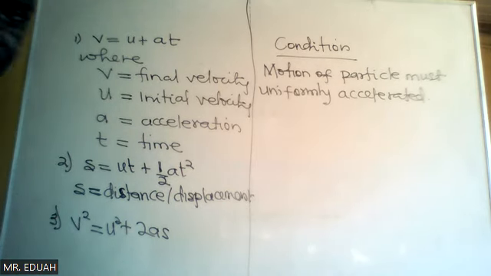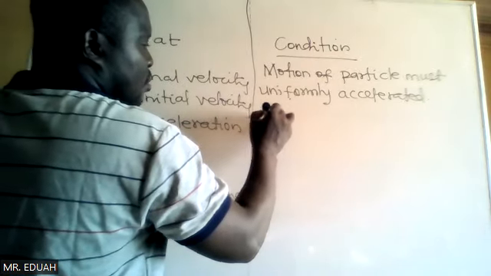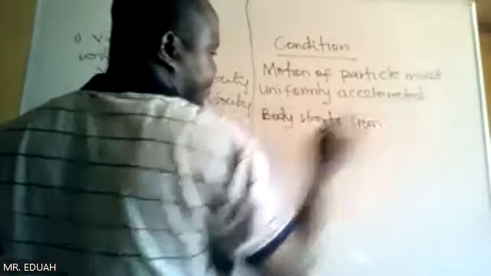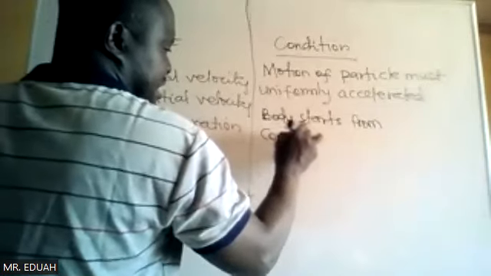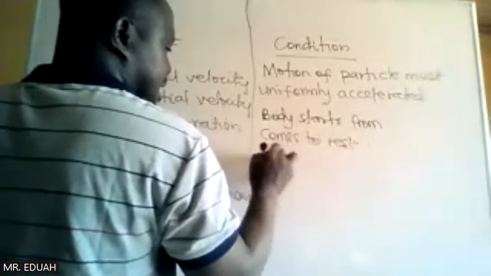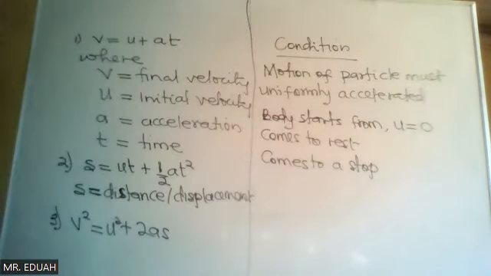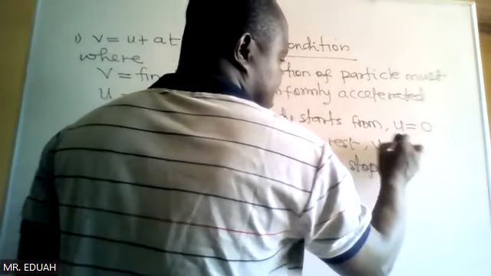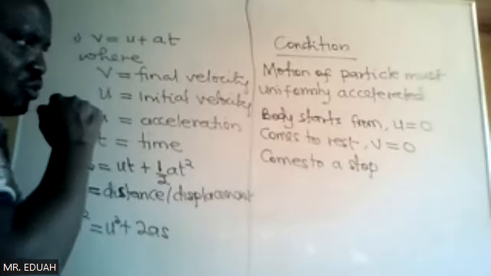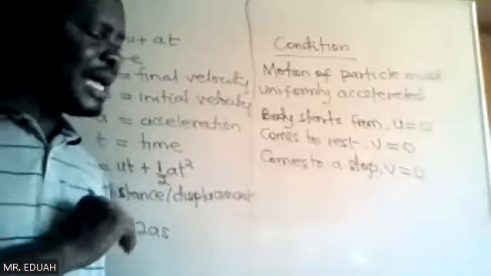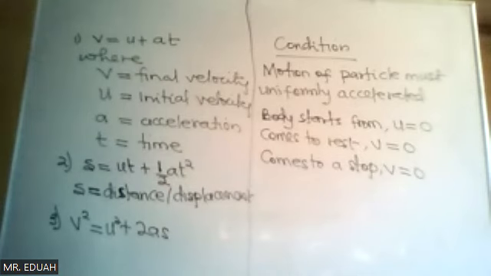Then, in solving equations of motion, you must pay attention to statements like body starts from rest, comes to rest, comes to a stop. Body starts from rest means that the initial velocity of the body is zero. Body comes to a stop means that the final velocity is zero. Comes to rest also means that V is equal to zero. These are the key phrases you must understand in uniformly accelerated motion.